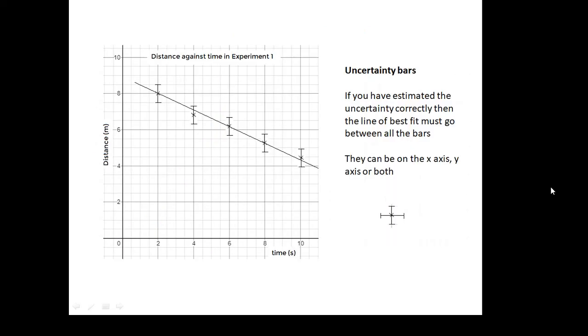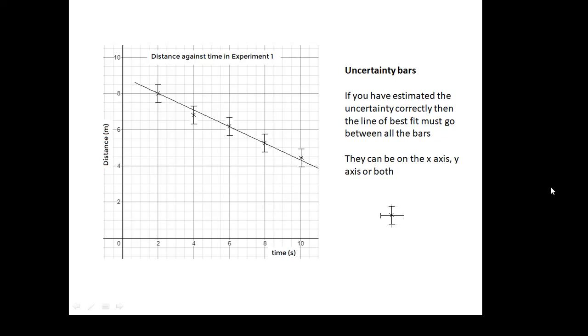Uncertainty bars. I've always actually called them error bars, but I noticed the specification calls them uncertainty bars. If we know what the uncertainty is, then we can draw these bars on our graph to express the uncertainty. And if we have estimated the uncertainty correctly, then our line of best fit should go through all of the bars, as it does in this case. You can have uncertainty bars on the x-axis or the y-axis or both, and you end up with this cross shape if you have them on both axes.